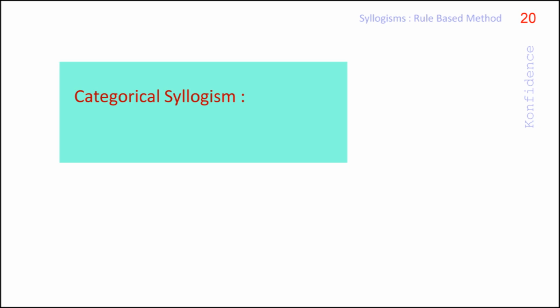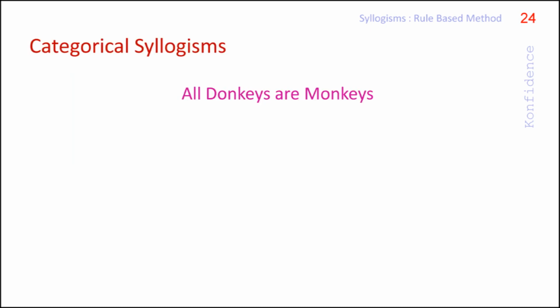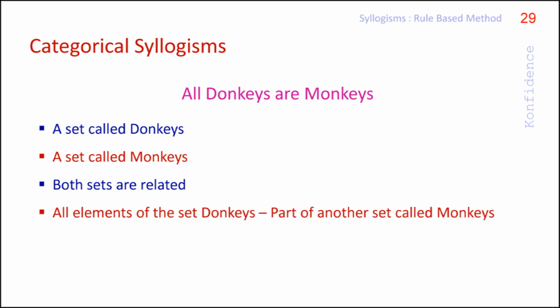A categorical syllogism is a kind of syllogism in which we try to deduce relationships between categories or sets based on the given relationships. Recollect that a set is nothing but a group of elements with some common characteristic. Look at the statement, all donkeys are monkeys. Here, donkeys represent a set or a category. Monkeys represent another set or category. The two sets are related. All elements of the set donkeys are said to be part of another set called monkeys.